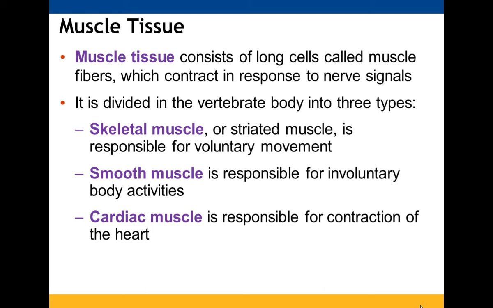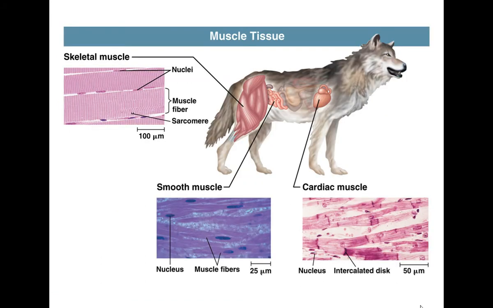Skeletal muscle, the striated form, is going to be used when you're making voluntary movements. Smooth muscle is directed by involuntary body activities, involuntary movements. And cardiac muscle is what allows your heart to function. So there are some examples of skeletal, smooth, and cardiac.